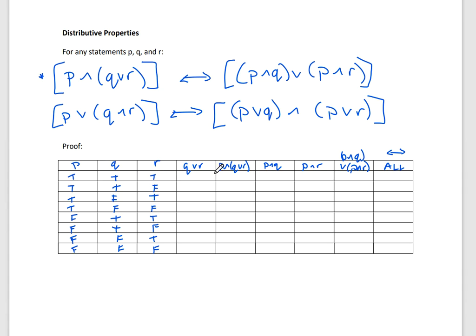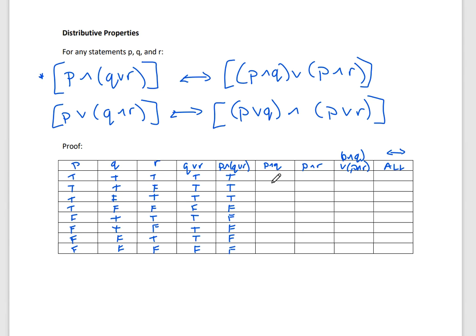So going through my answers now, Q or R: looking at my second two columns here, or means we need at least one true. So we're going to have true, true, true, false, true, true, true, and false. Combining that last column that we just completed with our very first column, P and Q or R, I'm connecting this one and this one with an and. So now I need both values to be true: true, true, true, false, false, false, false, false.